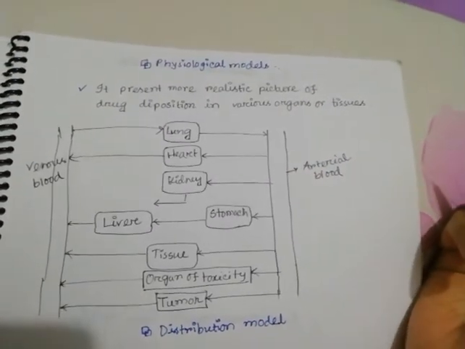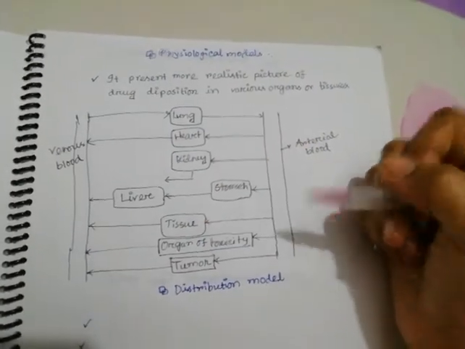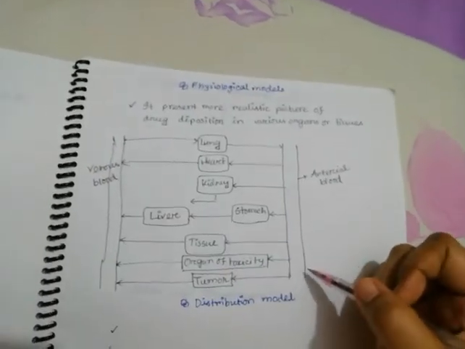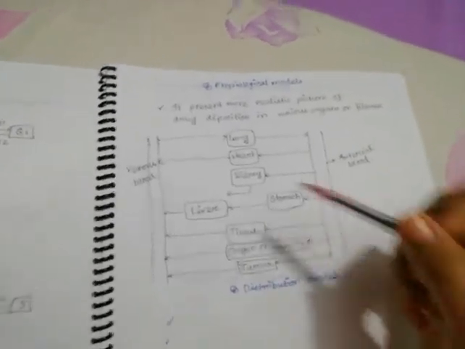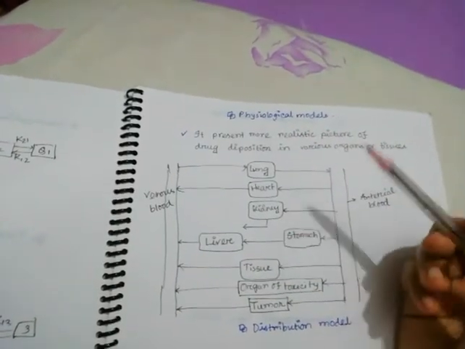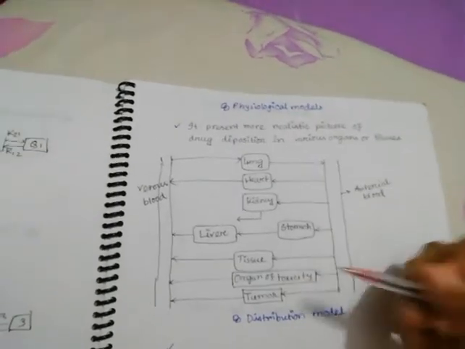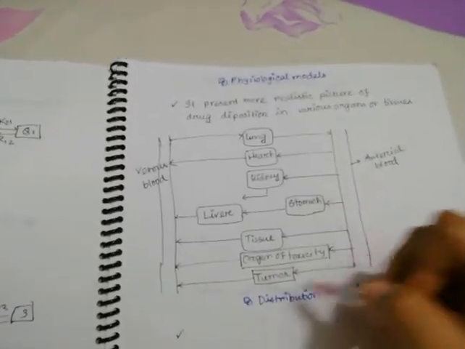Now the physiological models. They present a more realistic picture of drug deposition in various organs and tissues. Here is a diagram I have shown here. It's my self-analyzed diagram for physiological models. Physiological means this is related to the anatomical way in our human body, because when we take in a drug, the absorption will go through the diagram.